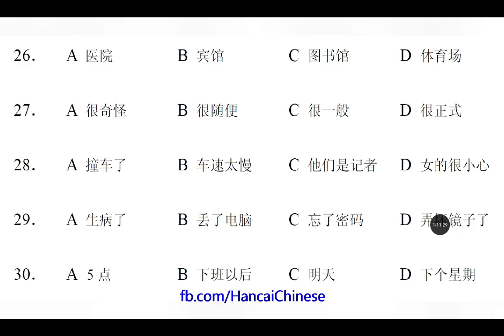So which one is the keyword? Try to listen for mima, password, and diu le diannao, lost computer. If you hear it in the audio, try to understand what is mentioned about the computer. If there is no relation, you have to cross it out. Okay, listen to the audio.